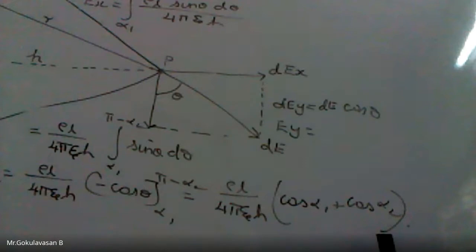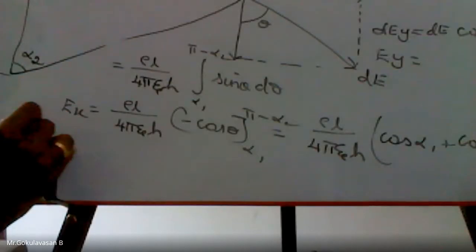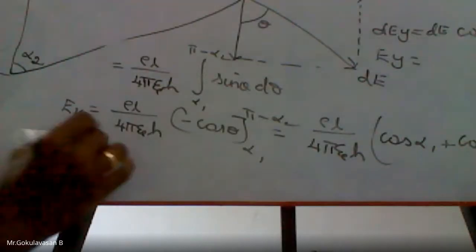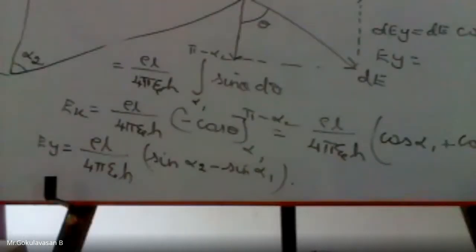So the expression of Ey looks like rho L by 4 pi epsilon h, and I'll be getting sin alpha 2 minus sin alpha 1 as the expression of Ey if I do the same sort of derivation. So this is the expression for Ey I have written, and this is the expression for Ex that I'm going to get.